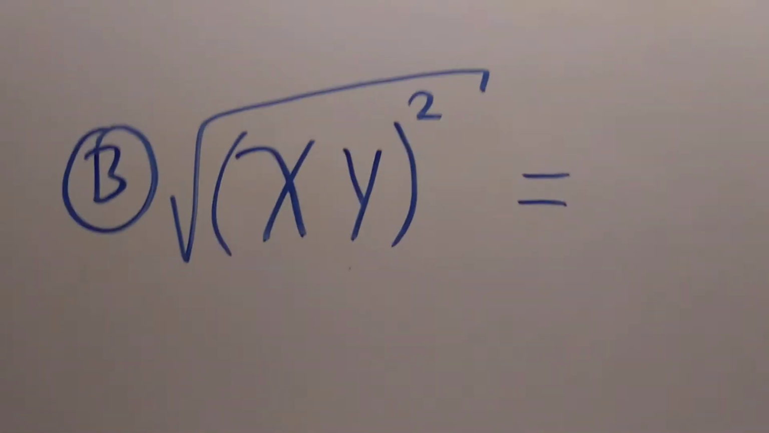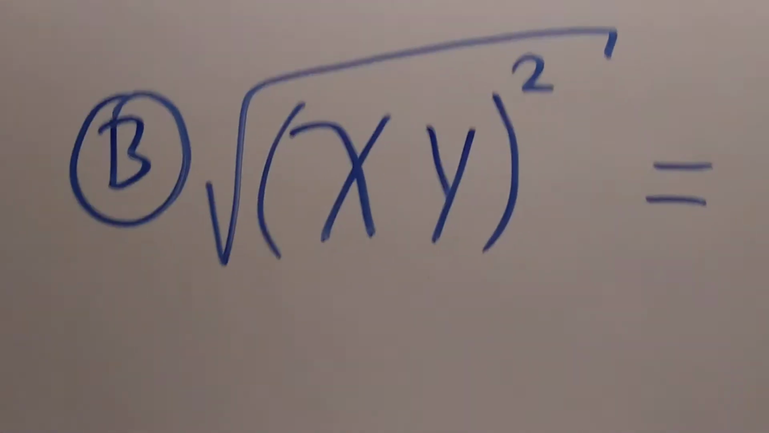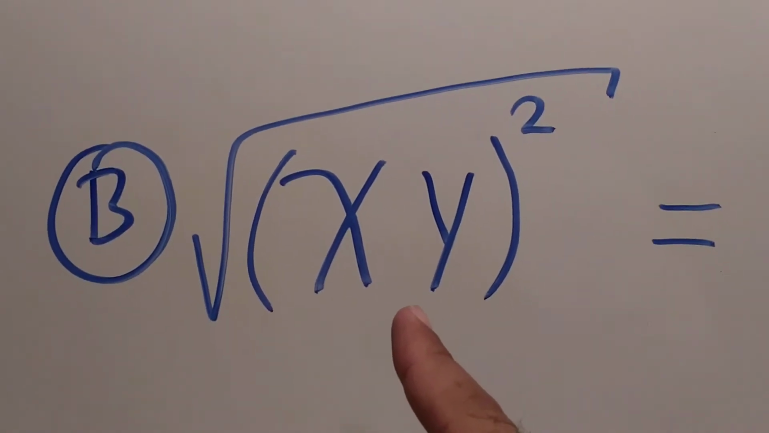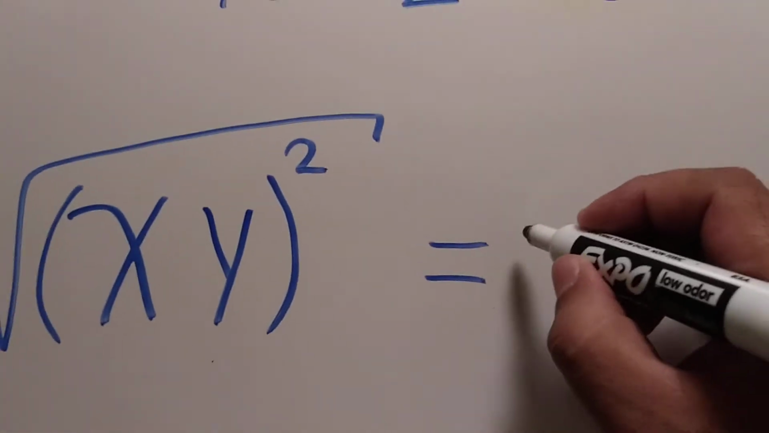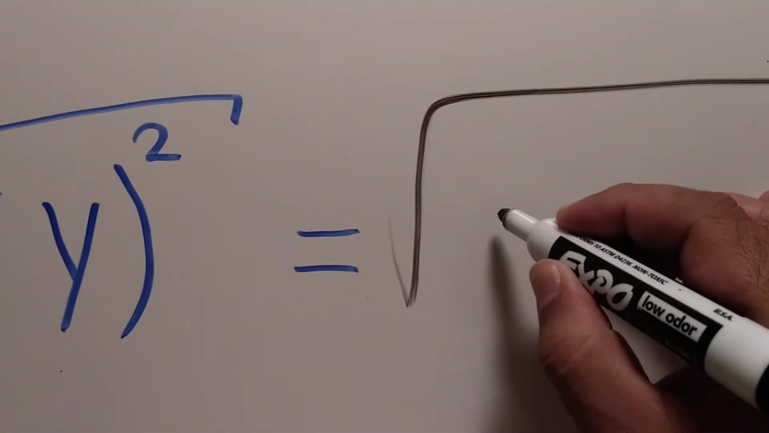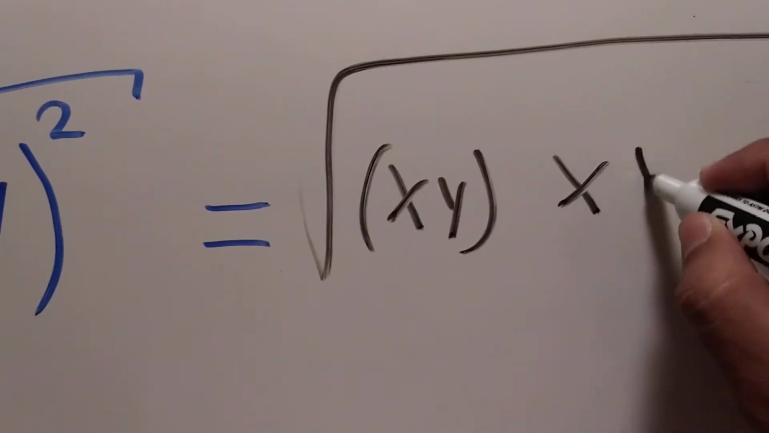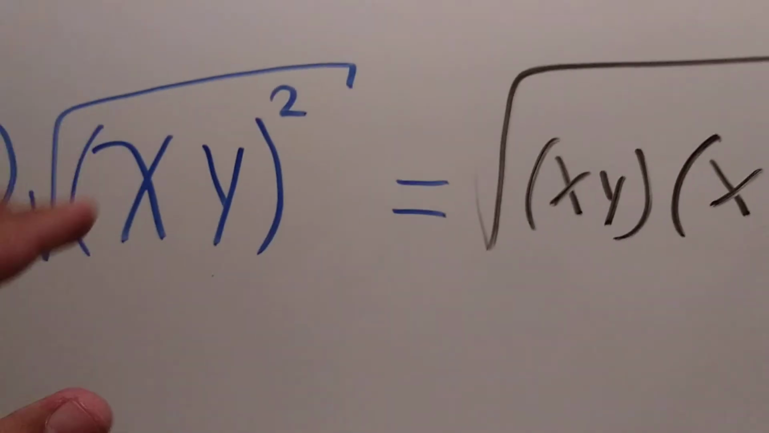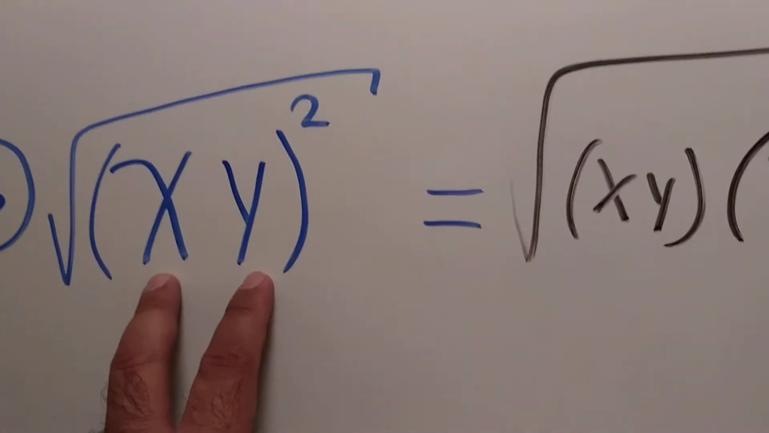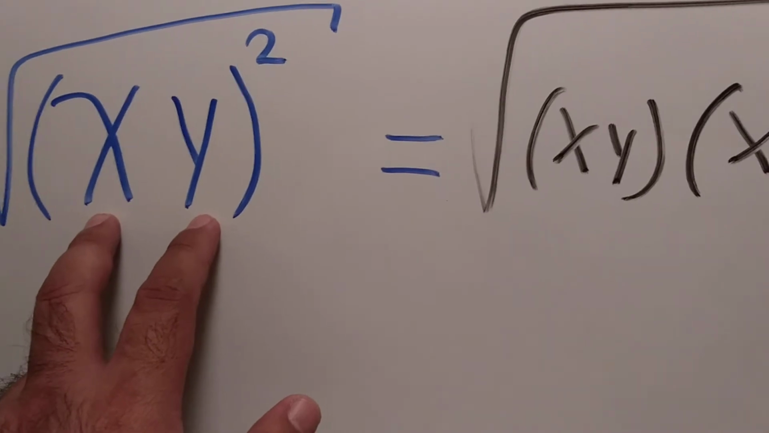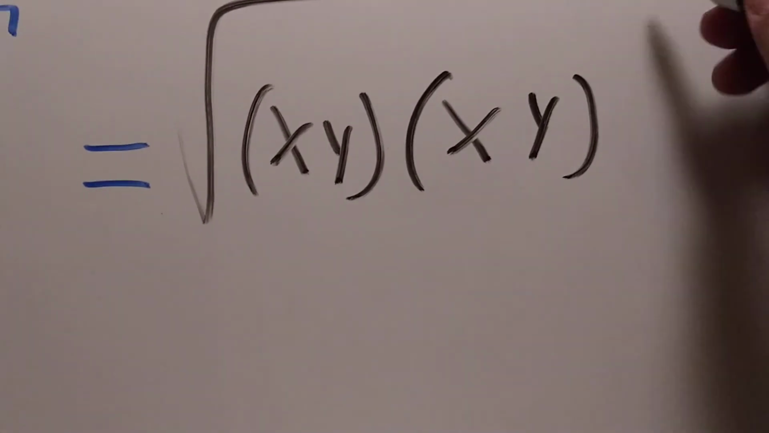Okay, now since we're dealing with algebra here, we're going to have to introduce variables, right? So in this case, we have the square root of a monomial xy raised to the second power. So think about it. This is the exact same thing as if we had x times y times x times y, right? Because this exponent of 2 tells you that there are 2 of these items inside the parentheses.